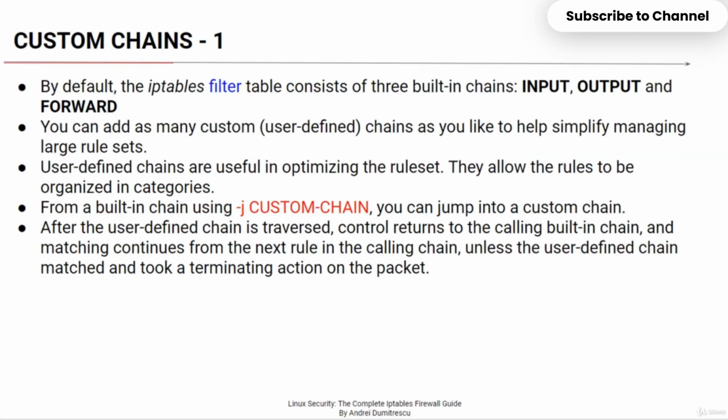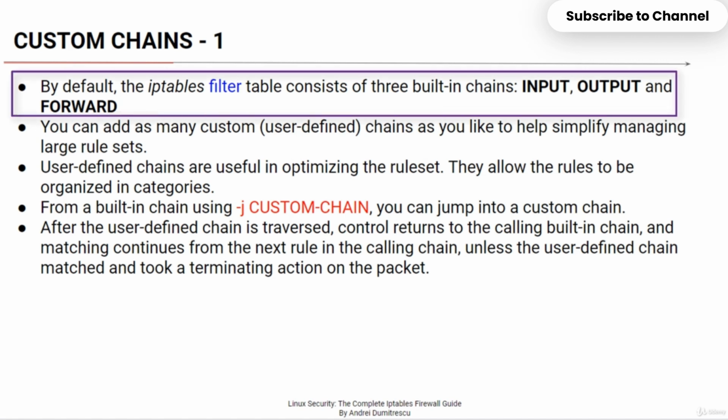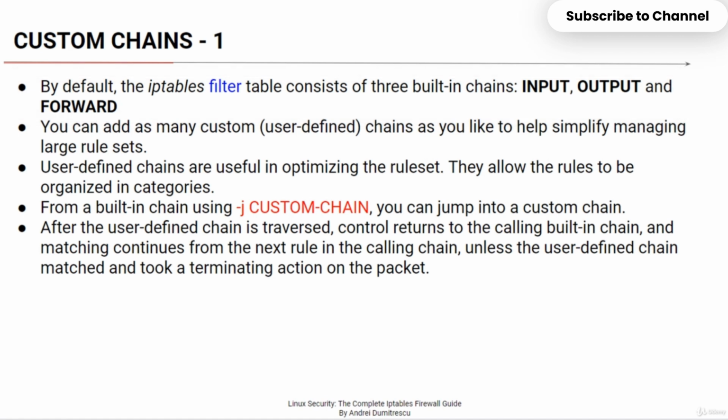Hello guys and welcome back. In this lecture, we'll talk about a more advanced topic called user-defined chains or custom chains. By default, the iptables filter table consists of 3 chains. There are INPUT for incoming traffic, OUTPUT for outgoing traffic, and FORWARD for routed traffic.